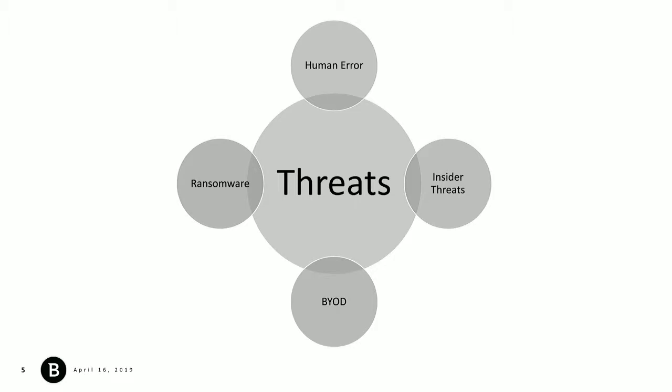On the threats topic, there are quite a few that pose security risks for organizations, such as human error, BYOD, insider threats, and even ransomware. I'll focus on ransomware a bit more during the next couple of slides because research has shown that it's responsible for about 70% of breach attempts, at least when it comes to the malicious code category.